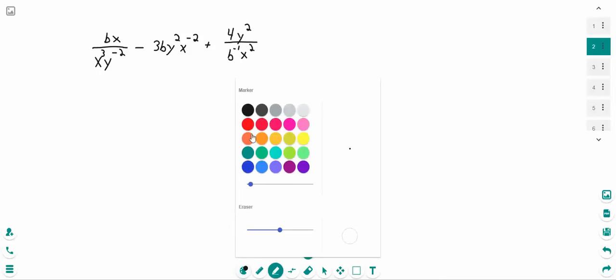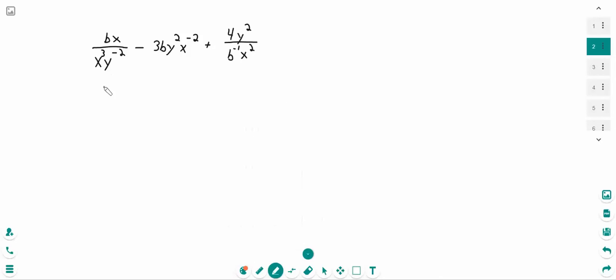So if we do that, we have a b and an x. They're both positive, no problem there. X to the third, that's a positive exponent, so that's fine. Y to the negative 2, that's a negative exponent. So let's move it up to the top of the fraction so that exponent becomes a positive 2. Remember, the sign switches. All right, now we can go on to the next term.